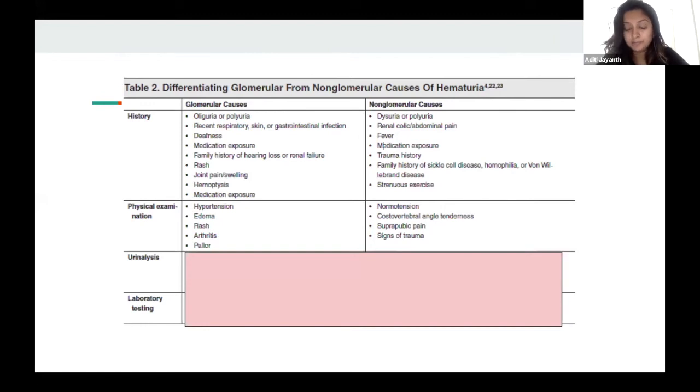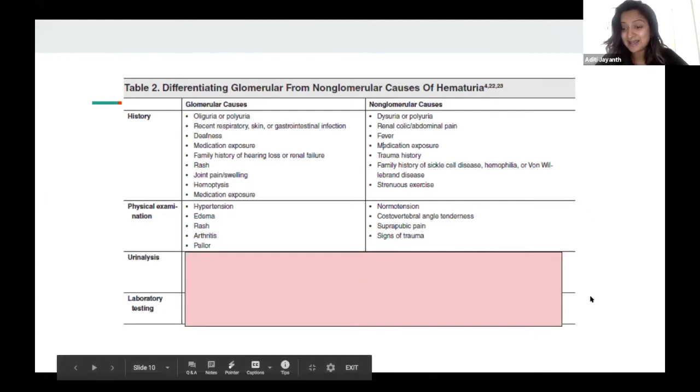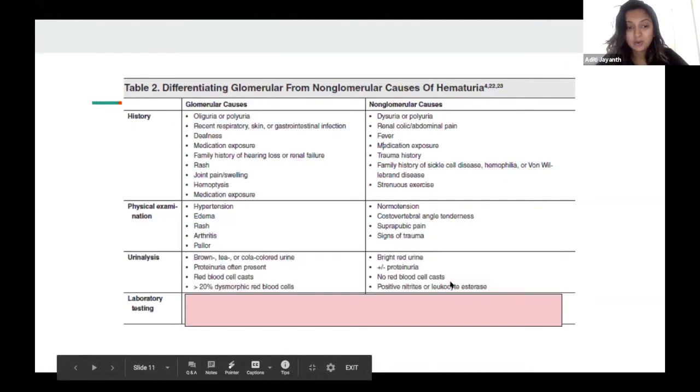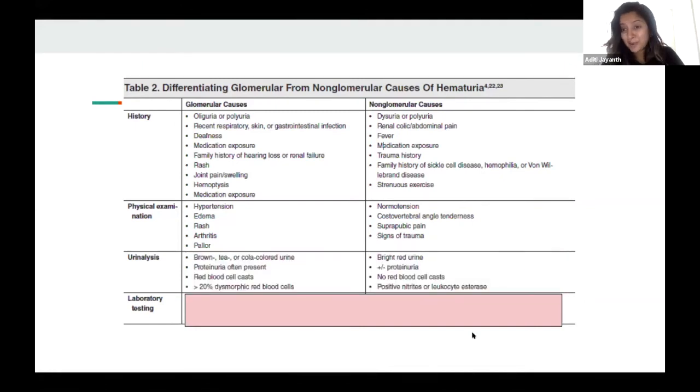And then anything else that you can get specifically in hematuria? Glomerular disease? Red cell cast? Yes, casts. Excellent. Perfect. So yeah, you can get brown, tea-colored, cola-colored urine. Proteinuria is often present in glomerular disease. You can get red blood cells, RBC casts. The other thing to think about is, generally they'll have more than about 20% dysmorphic RBCs.